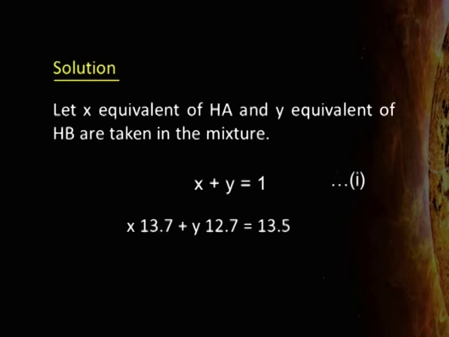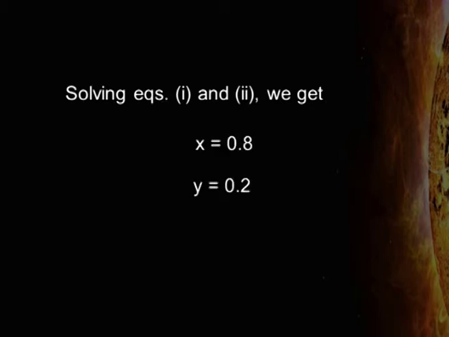Hence, X into 13.7 plus Y into 12.7 will be equal to 13.5. Now solving equations 1 and 2, we get X equal to 0.8 and Y equal to 0.2. Therefore, X is to Y equal to 4:1.